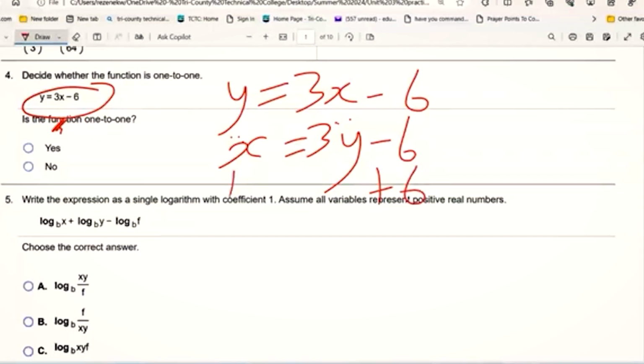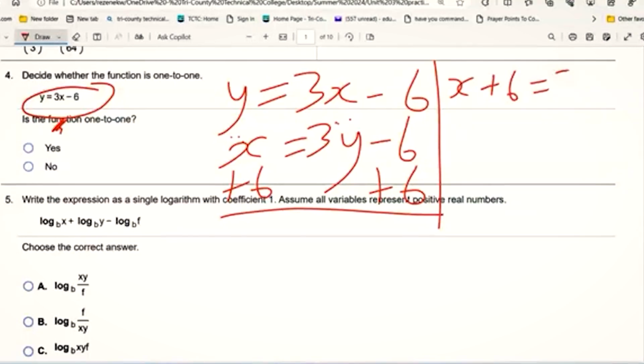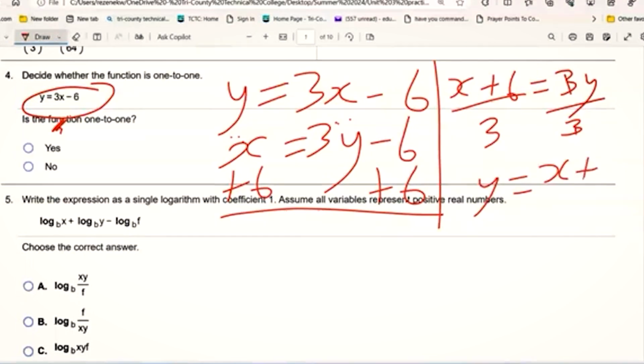So I'm solving for y. So I add 6 on both sides. Let me finish it up on the right hand side here. And so I have x plus 6 is equal to 3y. Divide both sides by 3. So now I have y is equal to x plus 6 over 3. So now I have the inverse. I already know that this function has an inverse, so I found it.